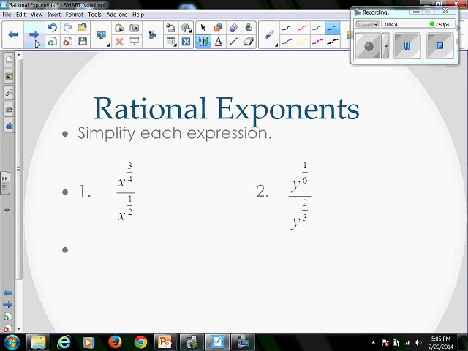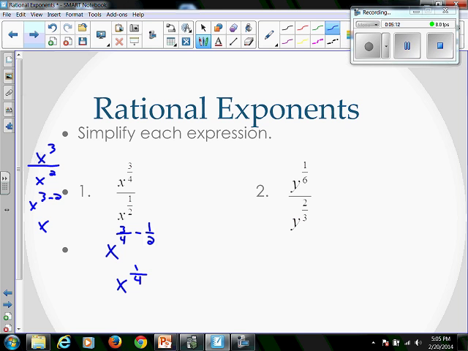Okay, let's look at these two problems. Well, do we remember when we were dividing exponents? What did we do with our exponents? We subtracted, so 3 minus 2 is 1. So what are we going to do here? We're just going to subtract our exponents. 3/4 minus 1/2. And that is 1/4. And again, we need to check using our calculator.